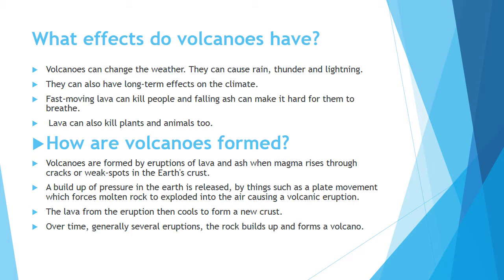So this pressure is so large that it forces all the material out, and a big explosion is created in the air, which we call a volcanic eruption. The lava from the eruption then cools to form a new crust. After the eruption, initially it is very hot, but later on it cools down and a new landform is created. Over time, after several eruptions, the rock builds up and forms a volcano.